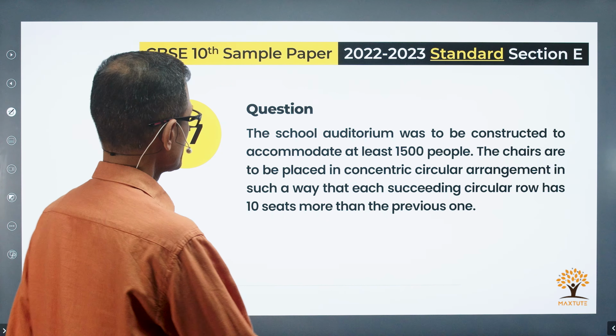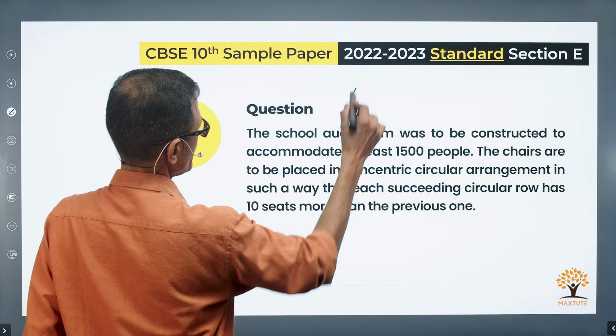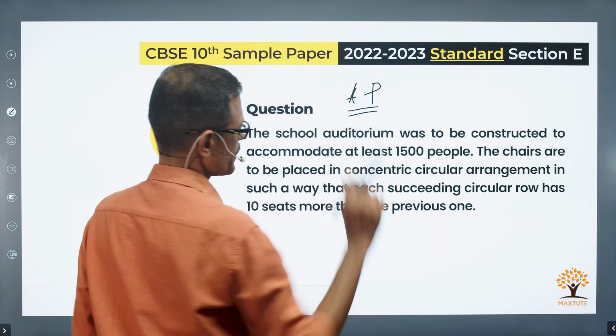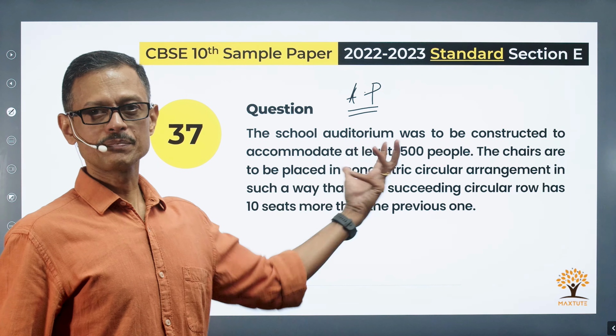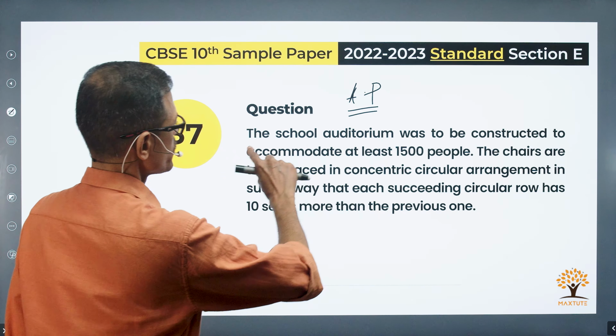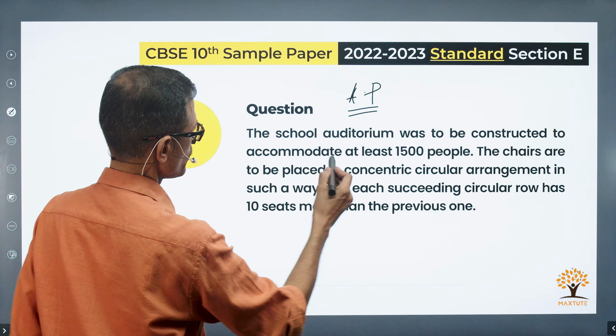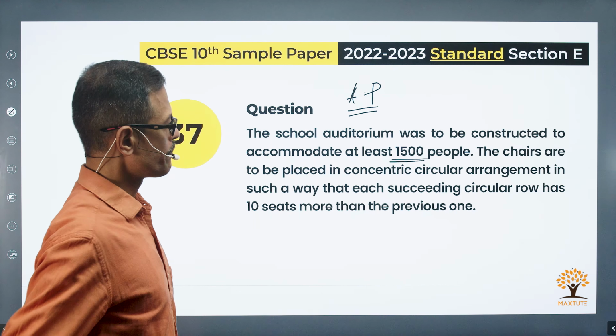Question 37. This is from Arithmetic Progression. We'll quickly read through what is given because we can't skip this information.